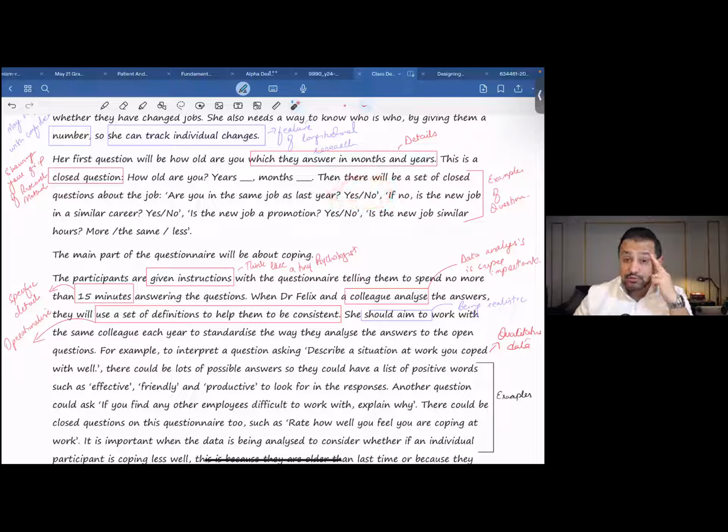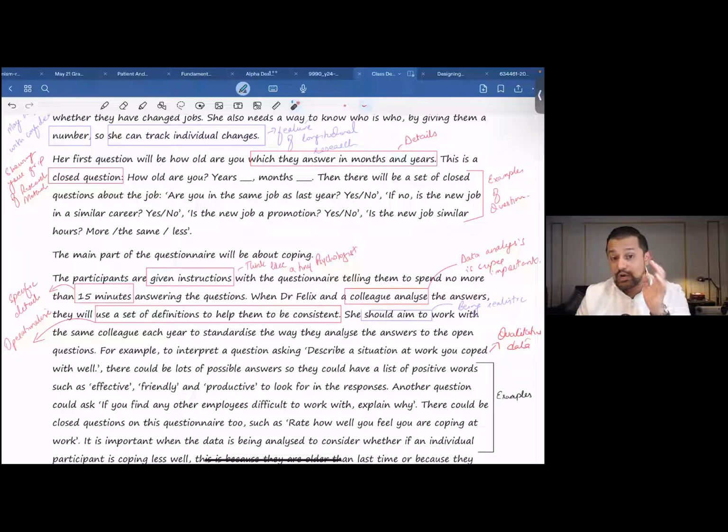At this point, many students would be like, hey, do we have to give these examples? Of course you do. You have to give these examples so that you're able to show the examiner that you've successfully applied the knowledge that you had gained earlier while studying research methodology. So yeah, are you in the same job as last year? Yes or no? If no, is the new job in a similar career? Yes and no again. Is the new job a promotion?